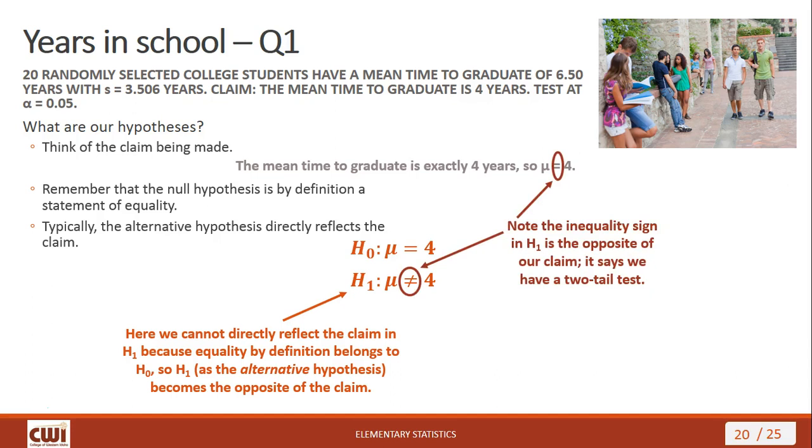Now, we don't have a match between the inequality sign for the alternative hypothesis with what is represented in the claim. Therefore, what we have is a two-tailed test.